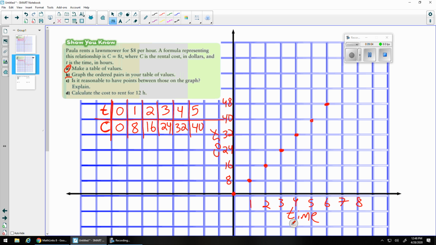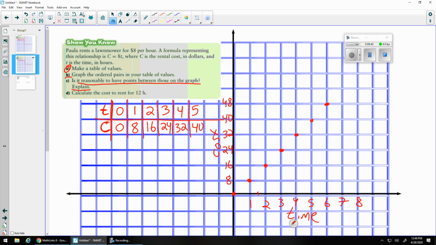There's our graph. So is it reasonable to have points between those on the graph? Explain. Well, it sort of depends on the rental company, but would it make sense that you could pay, between 8 and 16, $12 for an hour and a half? Maybe that would be allowed, but usually if they give you a rate of $8 per hour, they just round up to whatever hours after. So if you use it for an hour and 10 minutes, they're actually just going to charge you 2 hours.